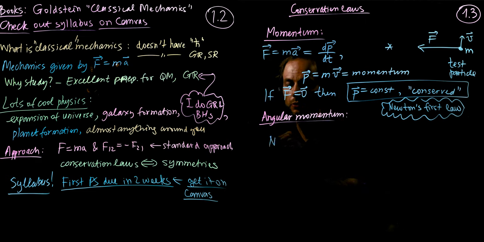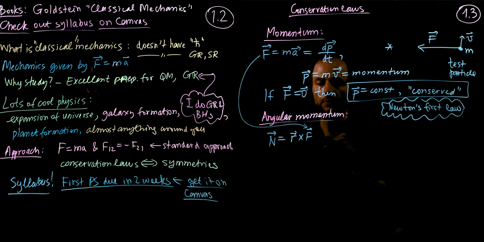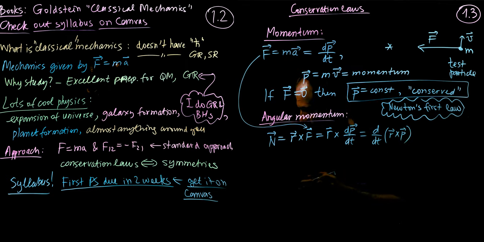So if we write out torque N is equal to lever arm r cross the force F, then we can plug in force F all the way from here to here, and we're going to end up with r cross dP/dt. Let's try and form a full derivative over here. It will be d/dt of r cross P. Why do we want that? Because this r cross P is the angular momentum.